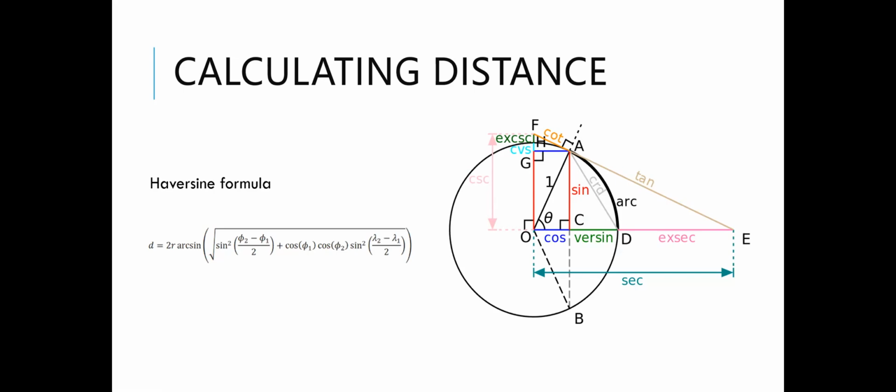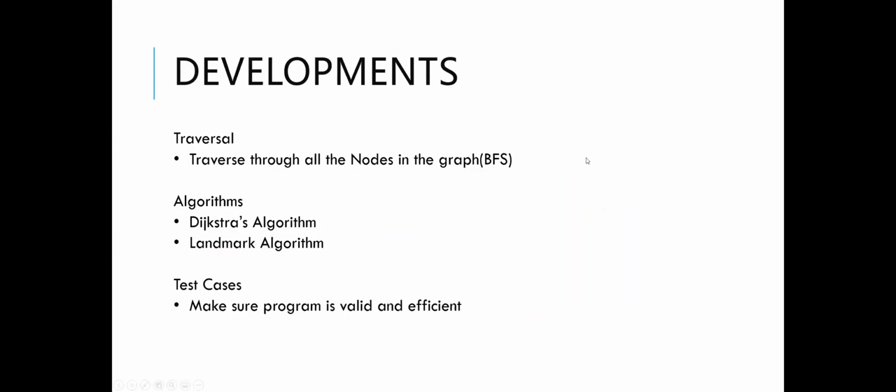Here we can see the Haversine formula, where phi 1 and phi 2 represent the latitude of point 1 and point 2, and lambda 1 and lambda 2 represent the longitude of point 1 and point 2 respectively. As for our project development, Yijia is going to first talk about the BFS Traversal.